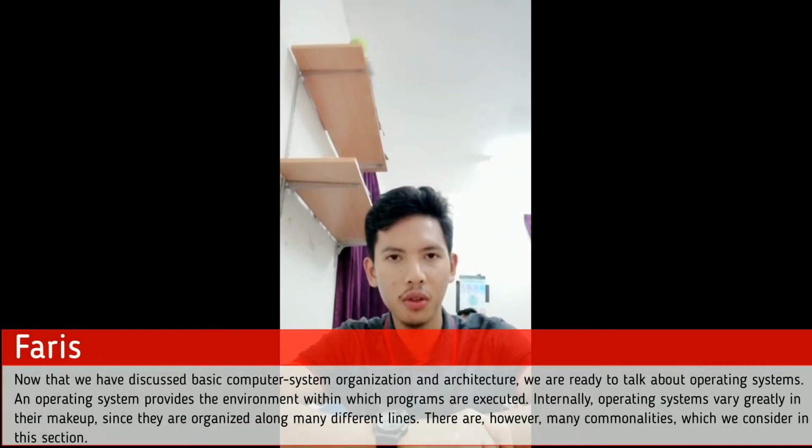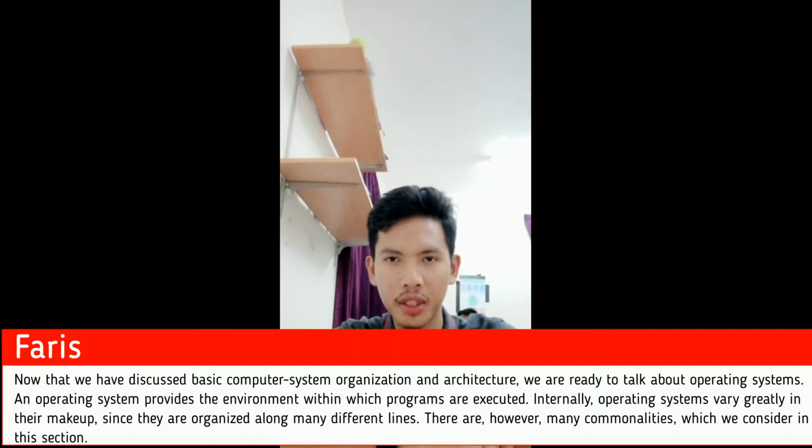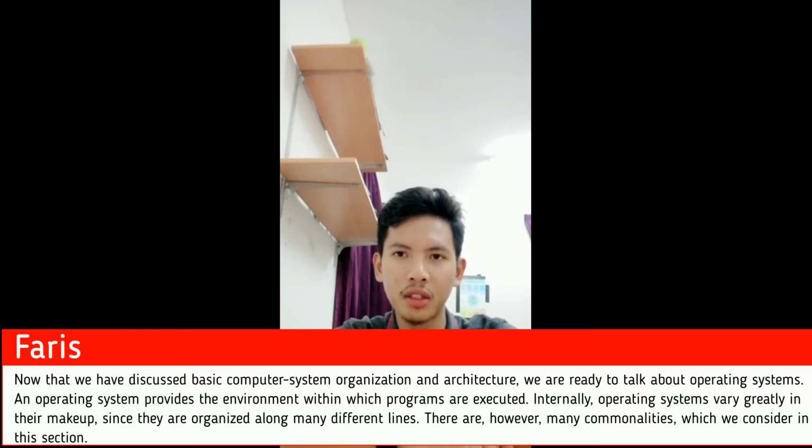Okay. Now that we have discussed basic computer system organization and architecture, we are ready to talk about operating systems. An operating system provides the environment within which programs are executed. Internally, operating systems vary greatly in their makeup, since they are organized along many different lines. There are, however, many commonalities which we consider in this section.